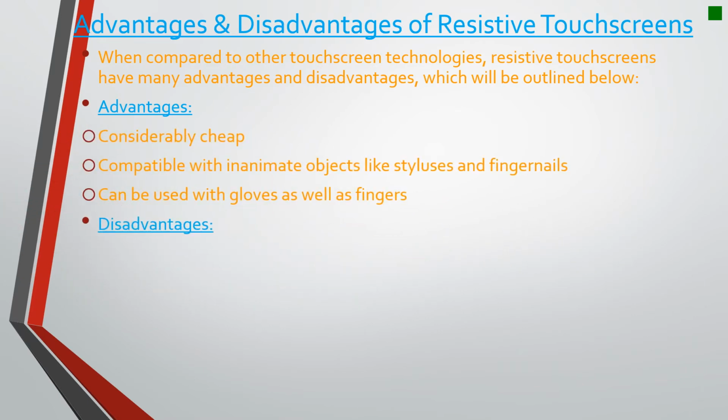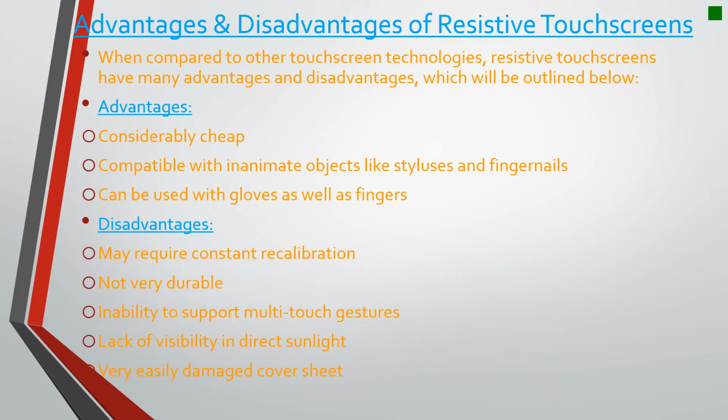But there are some disadvantages which we should never ignore. Cause you'll have to calibrate your resistive touchscreen a lot. Also, you'll have to be really careful cause resistive touchscreens are not very durable. And the cover sheet is very fragile and easily damaged. Also, resistive touchscreens suffer from an inability to support multi-touch gestures, which can be a very annoying problem whenever you're trying to multitask. Then there is the lack of visibility in direct sunlight. So you have to be a little bit careful where you're traveling with a resistive touchscreen.